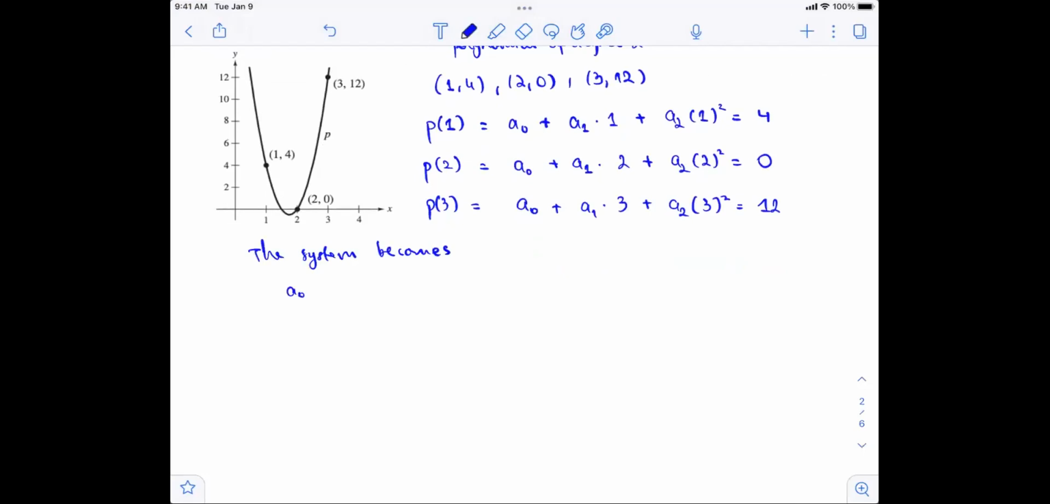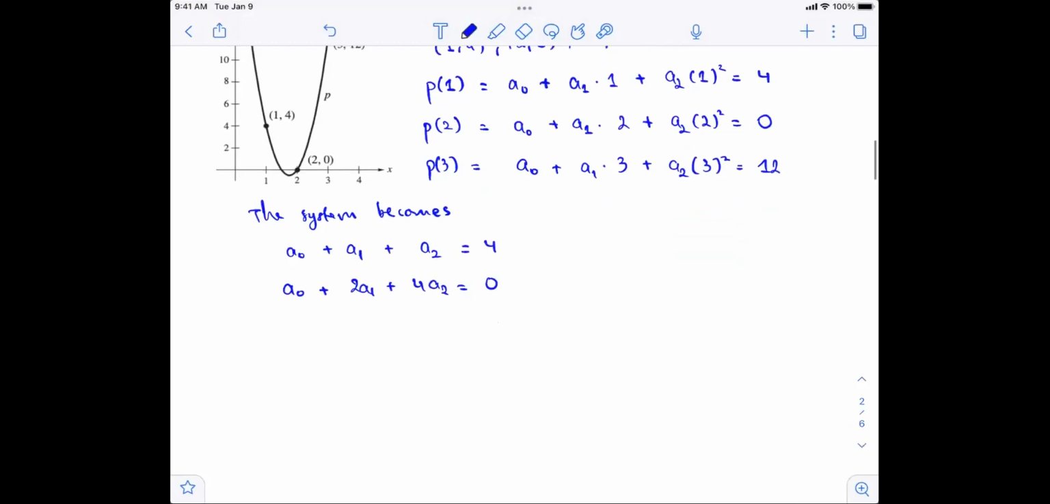So the system becomes: a0 plus a1 plus a2 equals 4. Then a0 plus 2a1 plus 4a2 equals 0. Then a0 plus 3a1 plus 9a2 equals 12. Again, you have a system of linear equations, and you have multiple ways to solve it. This is simple enough that you can just use the substitution method, the elimination method, or the Gauss-Jordan elimination method by hand, right?